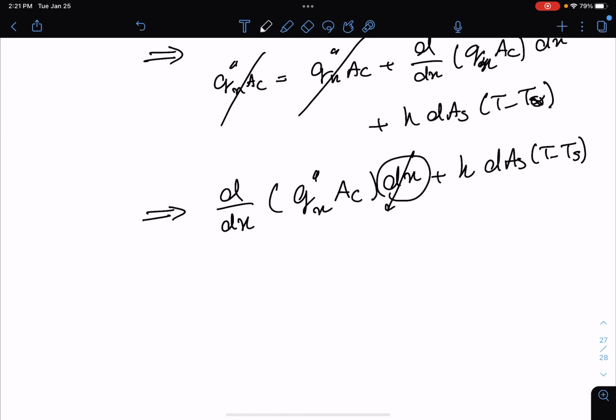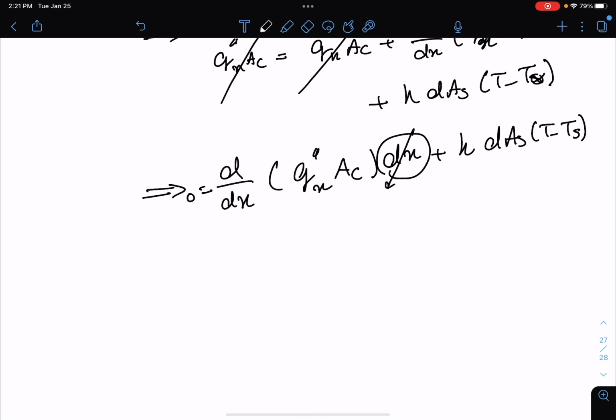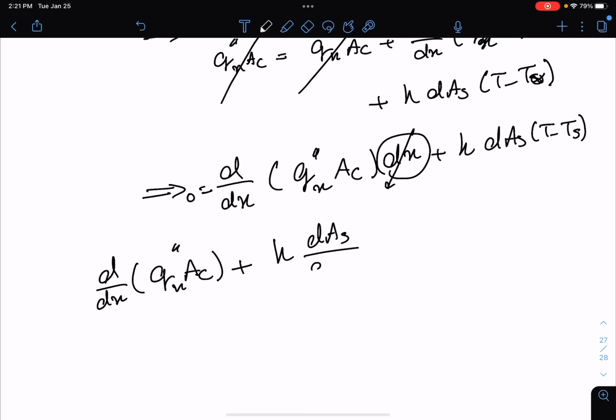You can drop this. When you divide this by dx, this is equal to 0. d/dx of q double prime Ac plus h dAs/dx, so the derivative of the surface area with respect to x, times T minus T infinity. I'm sorry, T infinity. Wasn't that dx just a change in length though, not the derivative? I guess now that you've divided it, it's become. Yeah. A derivative is always a small change in a direction. Yeah, that makes sense.